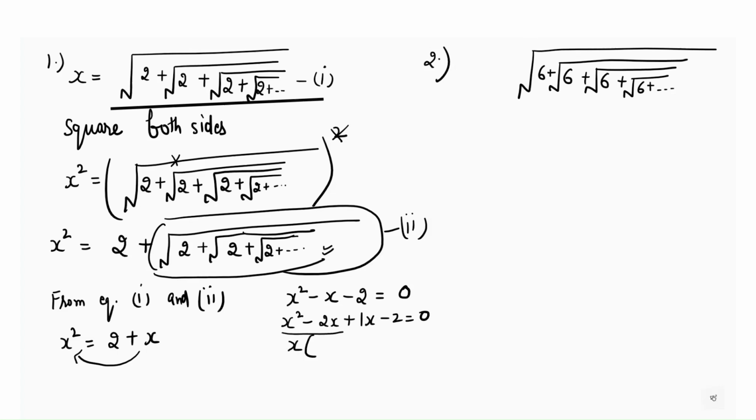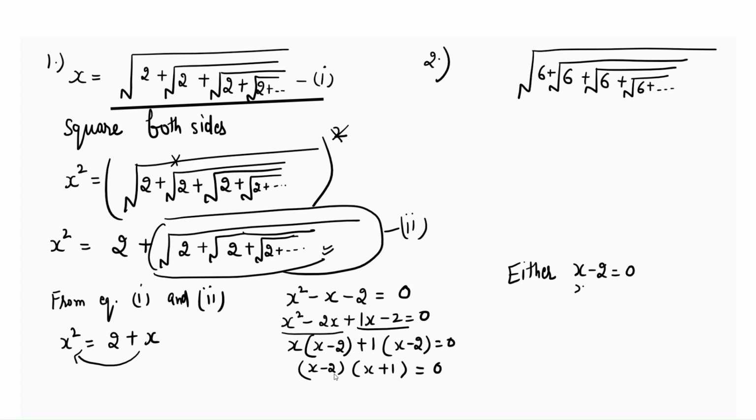x I can take common from both terms. It would be x minus 2. 1 I can take common from both terms. It would be x minus 2 is equal to 0. Then it would be x minus 2 times x plus 1 is equal to 0. Then either x minus 2 is equal to 0, and we get x equals 2, or x plus 1 is equal to 0, and we get x equals minus 1. We will not consider x equals negative 1 because it's a negative value. For such questions, we always consider the positive value, which is x equals 2.